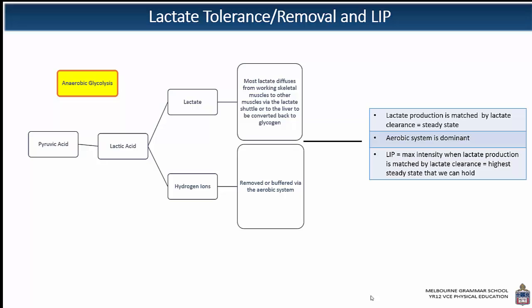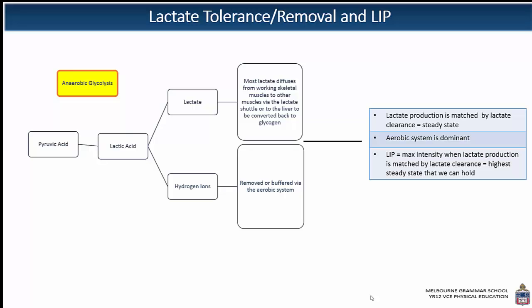So let's have a look at this concept, because at the moment we're talking about lactate removal, and we're going to link that into the lactate inflection point. When lactate production is matched by lactate clearance, and it's the aerobic system that is clearing that lactate, we're in what's called a steady state. The aerobic system is always going to be dominant at steady state, and you should be thinking of steady state as when oxygen supply is matched by oxygen demand.